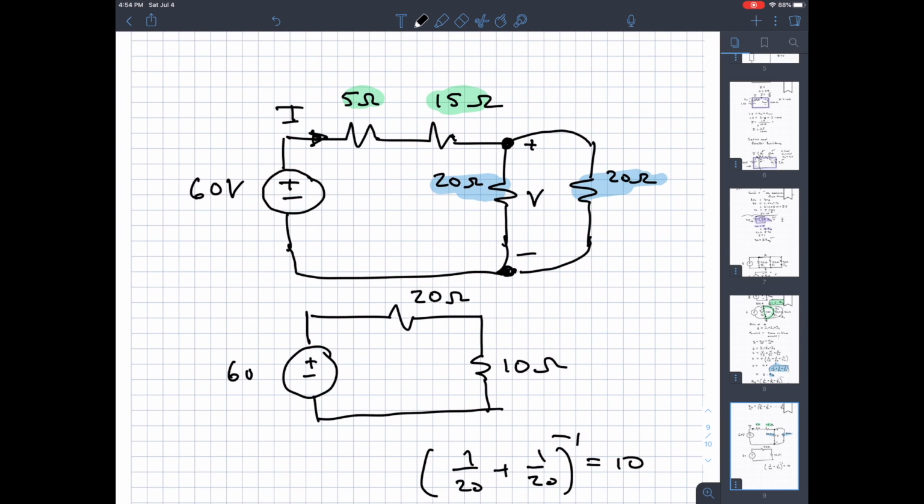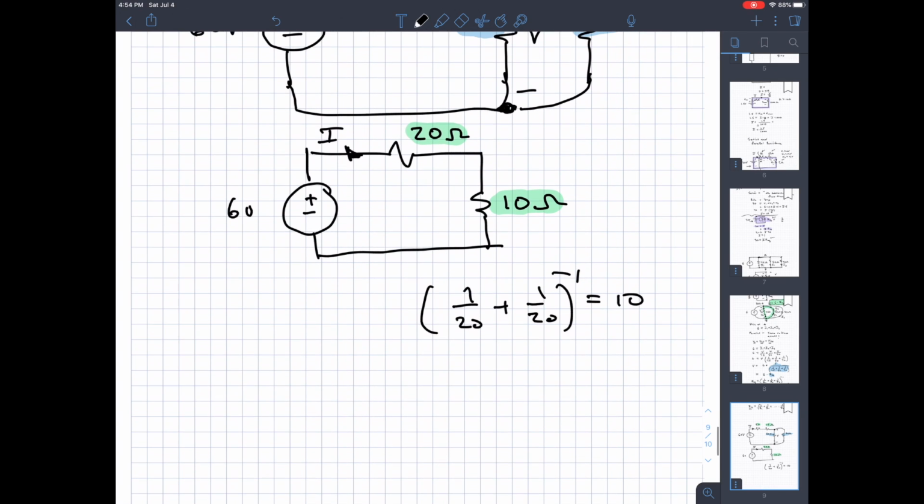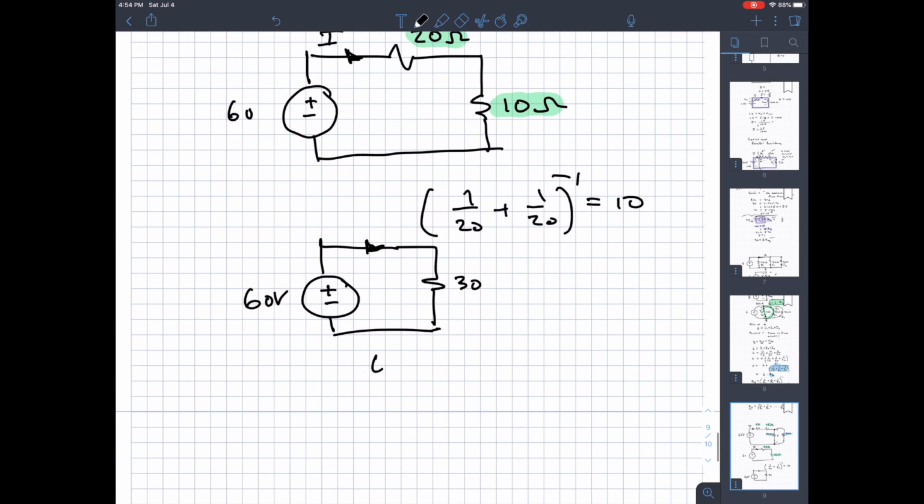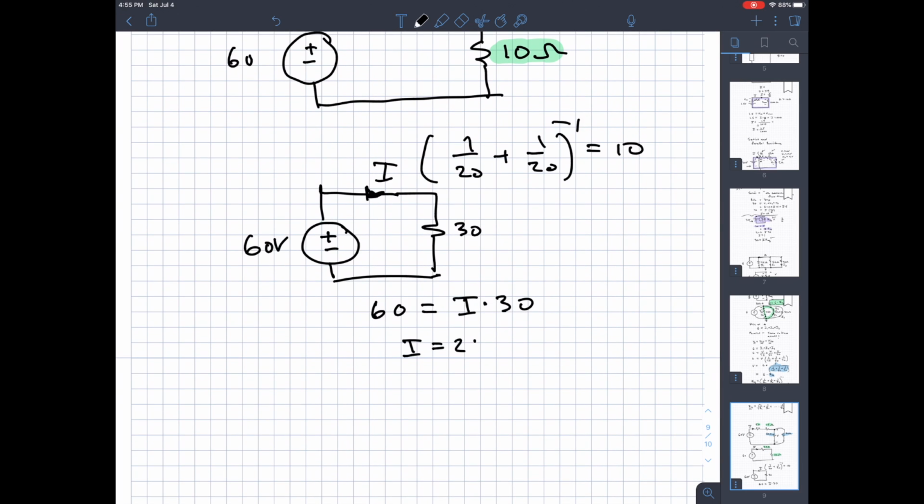But then I look at it one more time and I'm thinking, again with the series resistance, I can make another equivalent circuit, and have this be 10 plus 20, which is 30 ohms. Now we know 60 is equal to the current I times 30. So I is 2 amps. So we immediately got that.